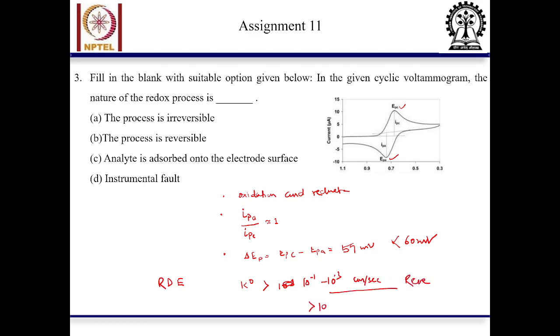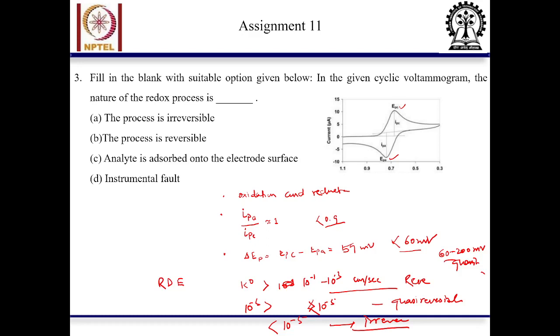If it is less than 10 to the power minus 3 but greater than 10 to the power minus 5, this is called quasi-reversible. If it is less than 10 to the power minus 5, this is called irreversible. This is from the RDE. But here, if IPA by IPC is less than 0.9, we can say quasi-reversible. If the peak separation is between 60 to 200 millivolt, we call it quasi-reversible, and irreversible if it is greater than 200 millivolt.